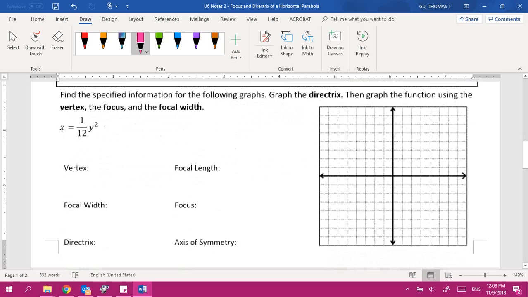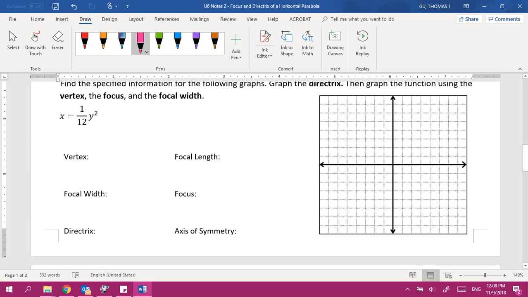So, take a look at this equation. X equals 1 over 12 y squared. First things first, before you start, you don't want to start using formulas because you don't know if you're using the right ones, right? Because horizontal and vertical are different. So you need to tell, is this a vertical or horizontal parabola? So what is this one?